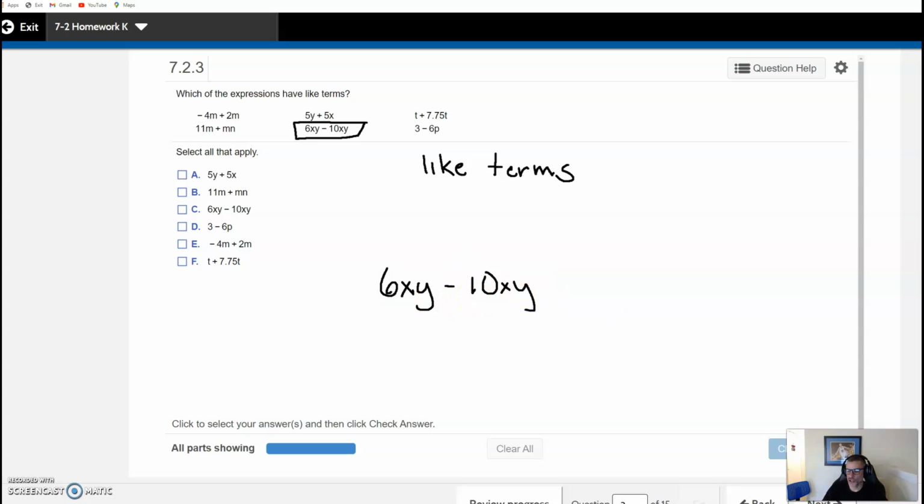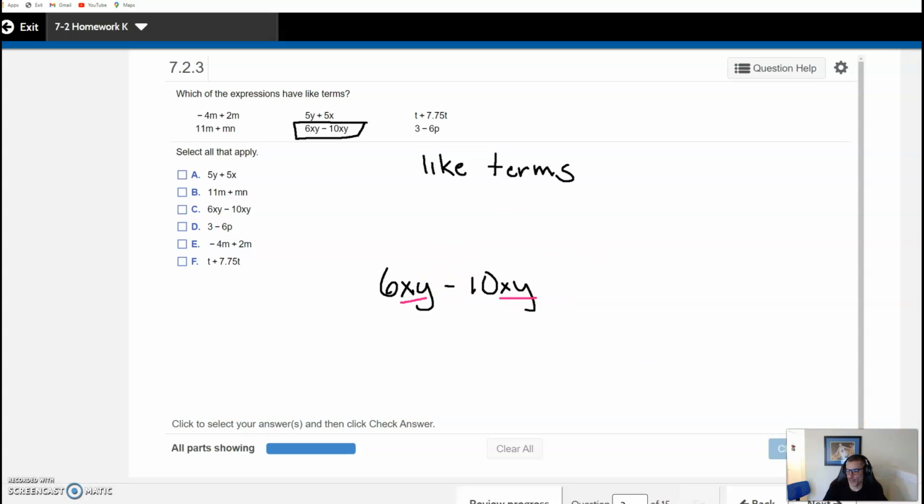And I want to look just at the variable part of that, all right? This has an xy. This means x times y. This also has an xy. So we say that they're like terms. And the reason this is important is because at some point I can eventually combine these. Right now they're in 2 piles. I can eventually put them into 1 pile. So for this question, we're just looking to see which ones have like terms.